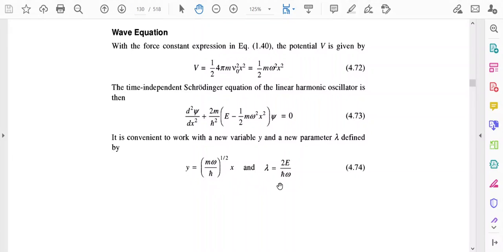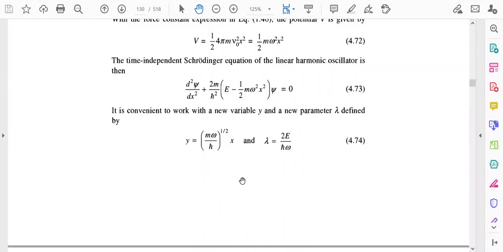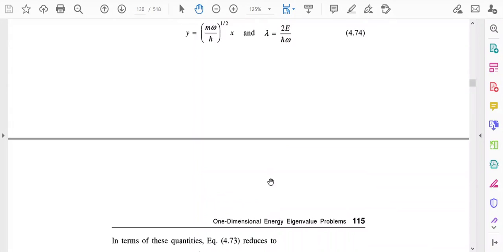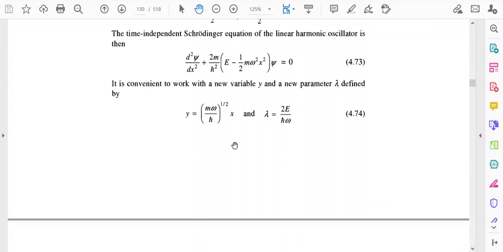After defining these parameters, if we replace them in equation 4.73, this equation will be simplified. So let us put lambda is equal to 2E by h cut omega, and y is equal to root over m omega by h cut into x, into this equation. This equation will then look like d square psi by dy square plus lambda minus y square into psi is equal to 0. You can check that 4.75 and 4.73 are the same equation.